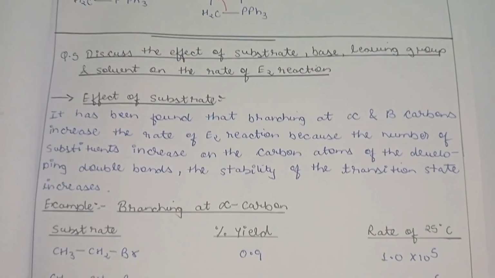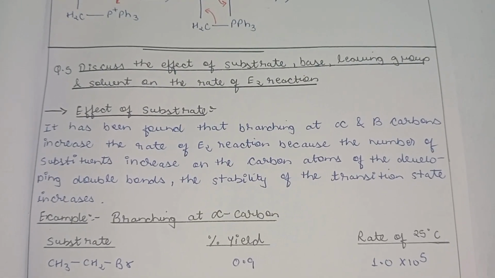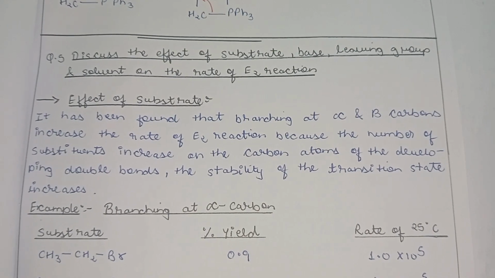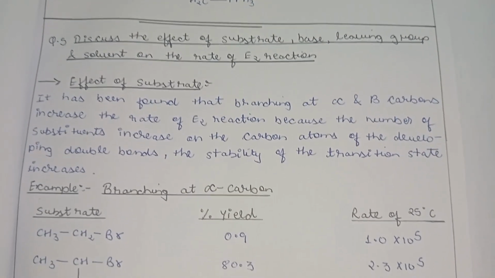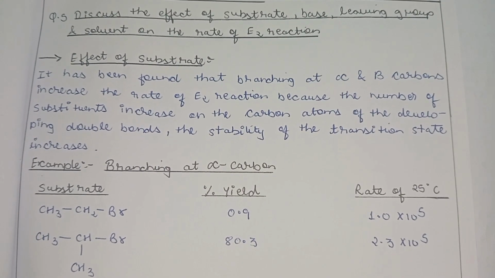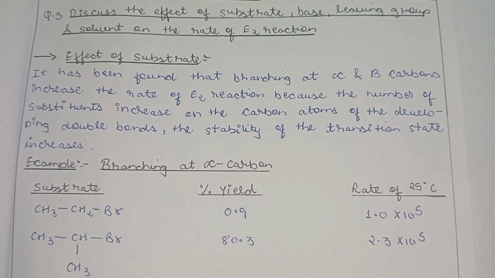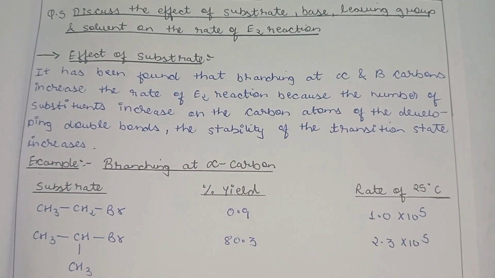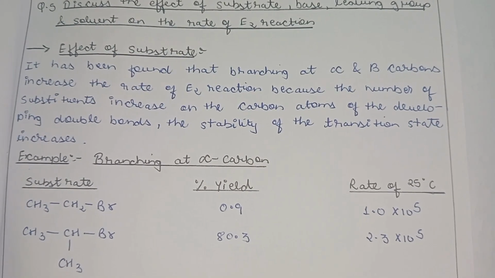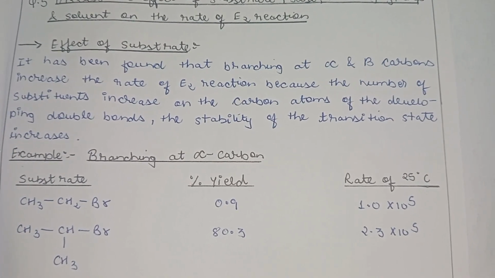Now let's move to the last question. Discuss the effect of substrate, base, leaving group and solvent on the rate of E2 reaction. Effect of substrate. It has been found that branching at alpha and beta carbons increases the rate of E2 reaction because the number of substituents increases on the carbon atoms of the developing double bond. The stability of the transition state increases.